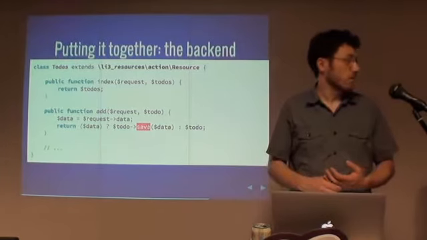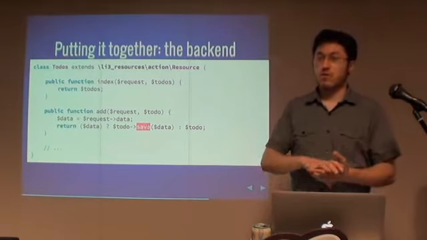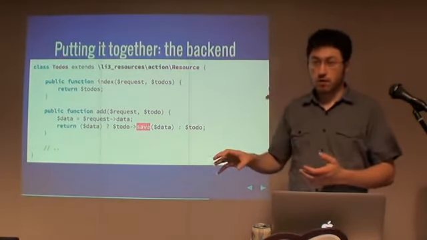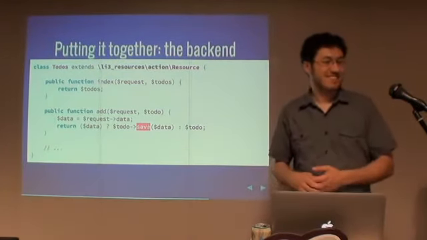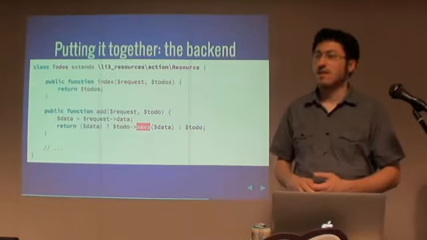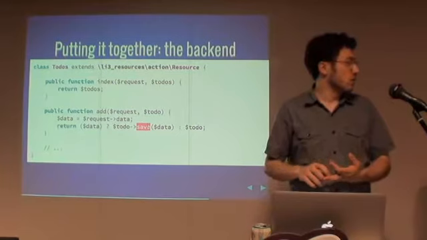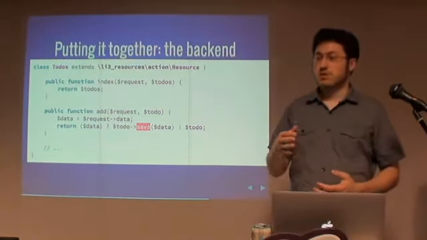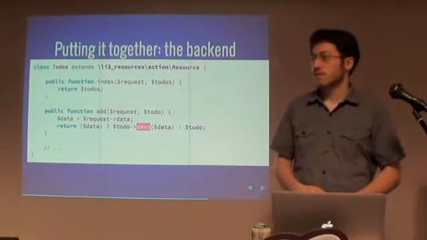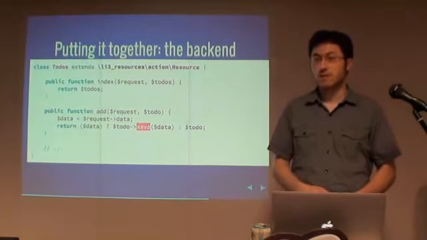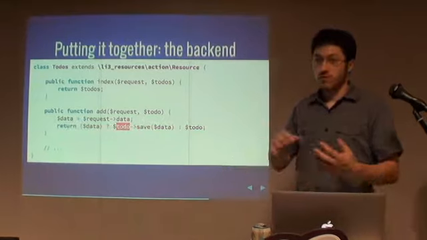Now, if this save fails, it will return false. And the framework will return HTTP 424 error code, which is, I think, entity not acceptable, which is the correct error code for failed validation. And the framework will automatically ask the to-do object for its validation errors.